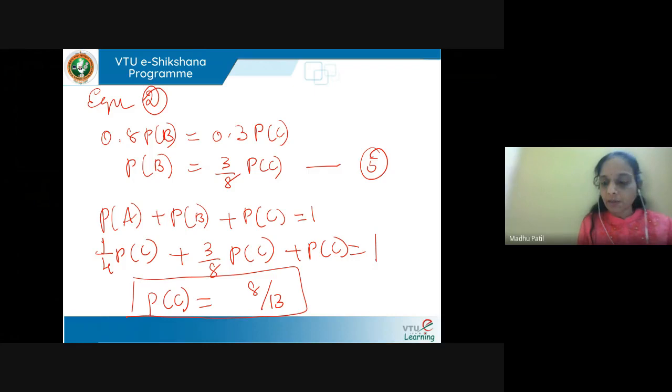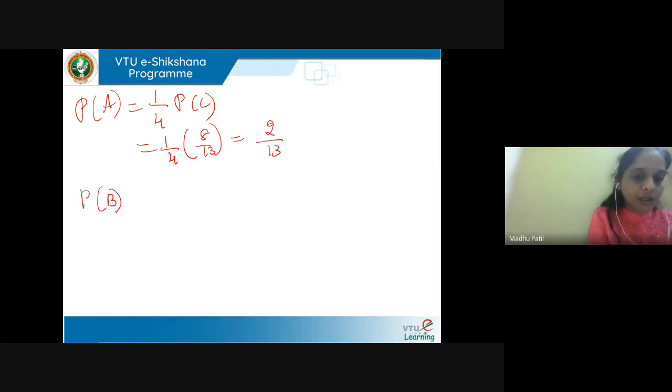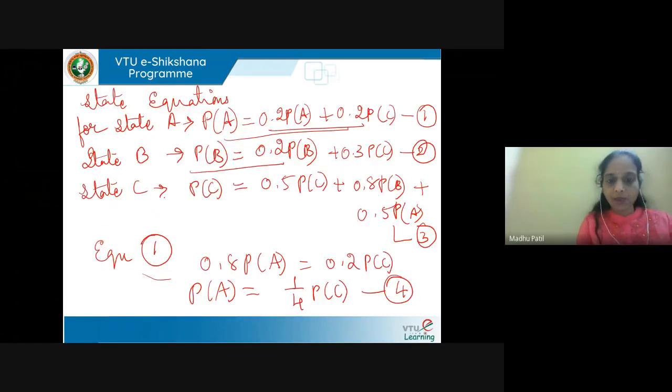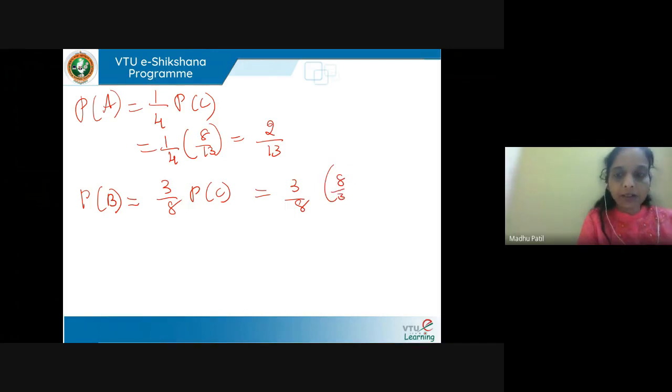Once I get the probability of state C, from equation 4 and 5, I get P of A and P of B. What is P of A? 1 by 4 P of C. What is P of C? 8 by 13. Now, this will be equal to 2 by 13. P of B equal to 3 by 8 P of C, which is equal to 3 by 8 into 8 by 13, which is equal to 3 by 13.